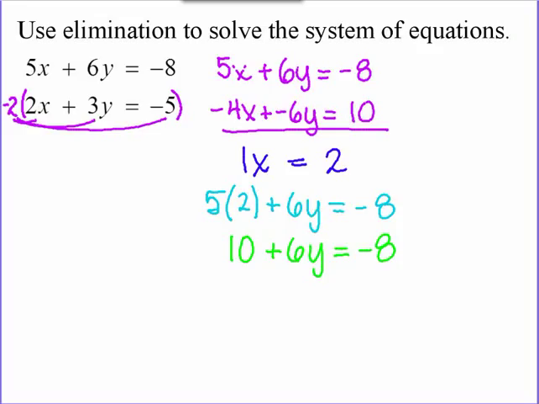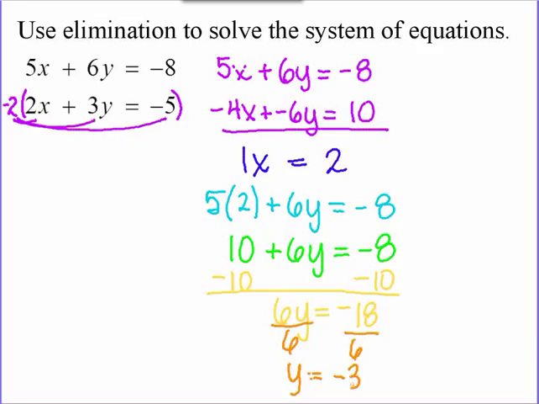What do you do now? Minus 10. I need to subtract 10. So I get 6y to equal what, folks? Negative 18. What do you do now? Divide by 6. So what do you get y to equal? Negative 3. Now remember how we always have to answer. We always have to answer this as an ordered pair because that's where those lines intersect. So your answer is 2, negative 3.